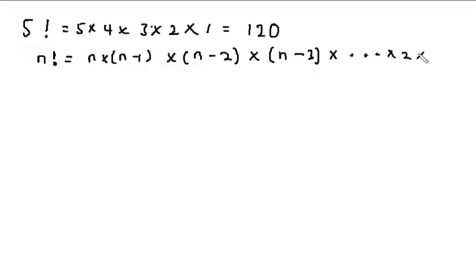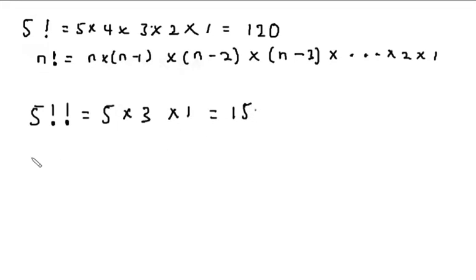2 times 1. Okay, so for the case of double factorial, you have 5 double factorial. It will be equal to 5 times 3 times 1. We know that 5 times 3 is equal to 15.